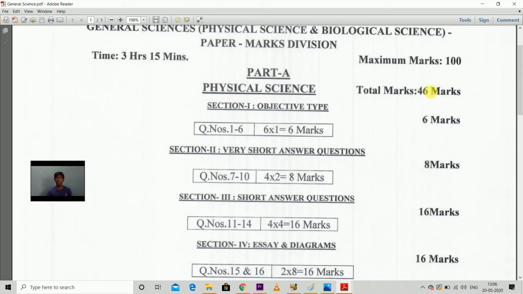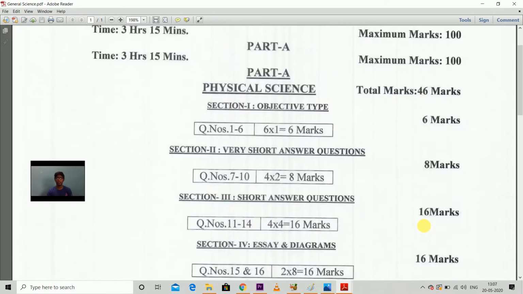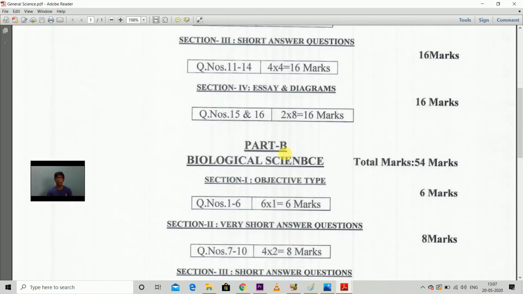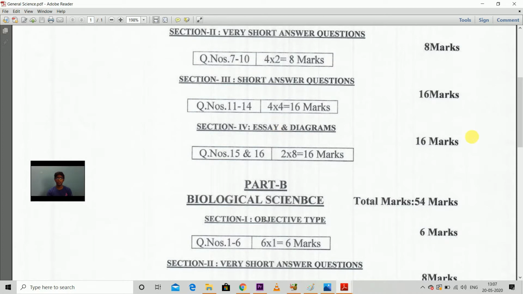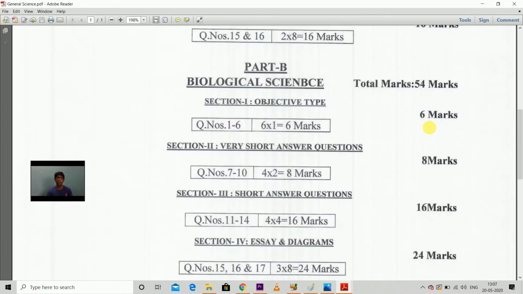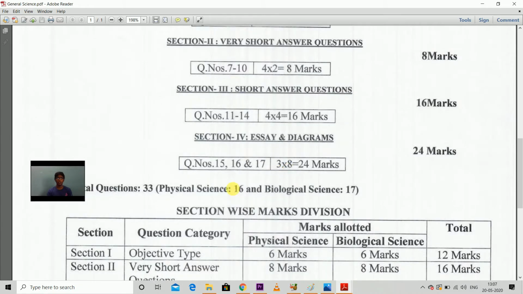Out of 100, 46 marks are allotted for physical science, and 54 marks for biological science. The difference between physical science and biological science is only in section 4. In physical science, 2 questions are given, but in biological science, 3 questions are given. The total number of questions is 33: 16 questions in physical science and 17 questions in biological science.